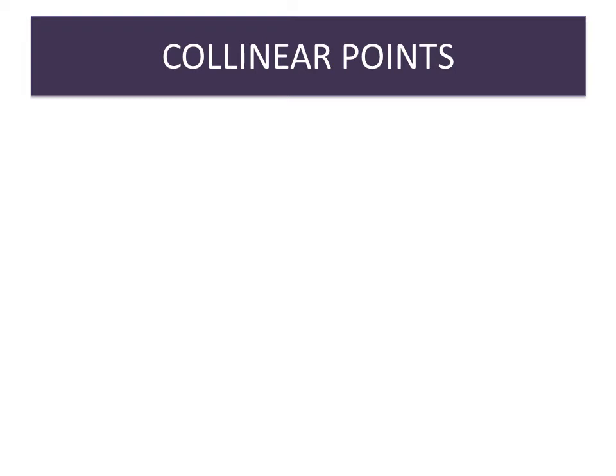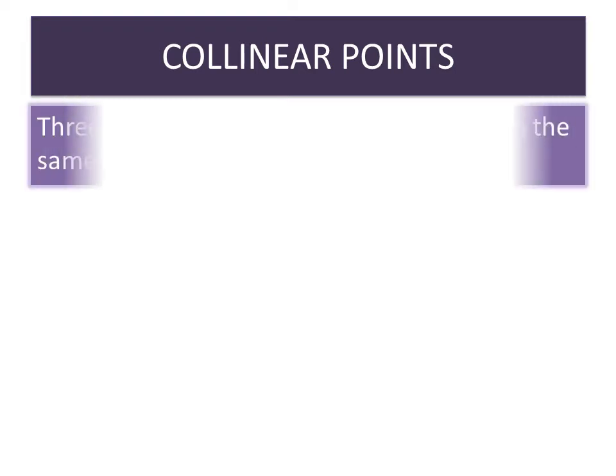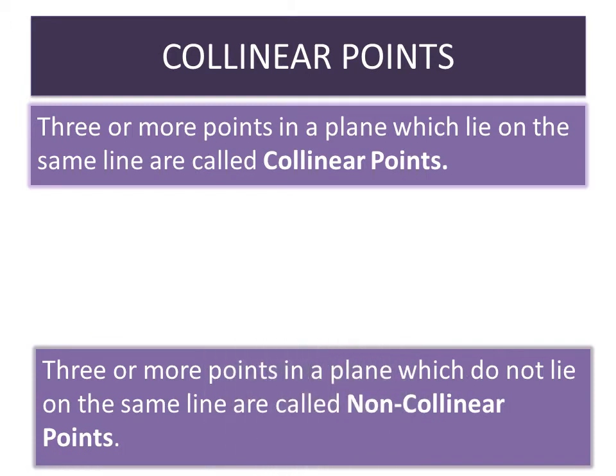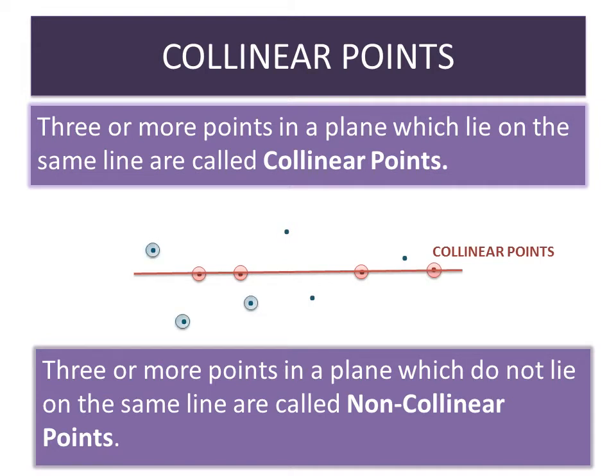The next thing we are going to learn about is collinear points. Three or more points in a plane which lie on the same line are called collinear points. And three or more points in a plane which do not lie on the same line are called non-collinear points. See the example. Some blue and pink points are given. The pink points are in a line, so it is an example of collinear points. And the blue points are not in a line, so it is an example of non-collinear points. Hope you understand collinear points and non-collinear points.